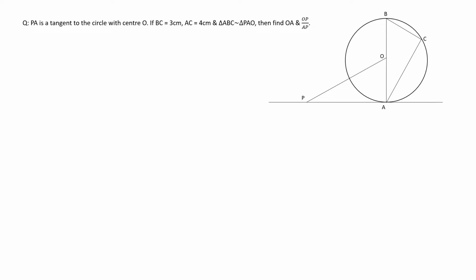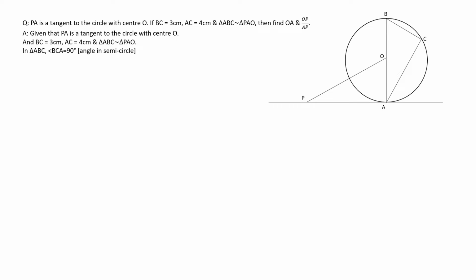The first question states PA is a tangent to the circle with center O. If BC equals 3 cm, AC equals 4 cm and triangle ABC is similar to triangle PAO, find OA and OP by AP. Let's draw the picture first. Given PA is tangent to the circle with center O, and BC equals 3 cm, AC equals 4 cm, and triangle ABC is similar to triangle PAO.